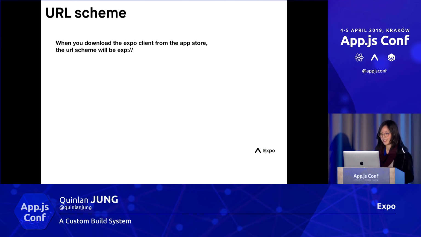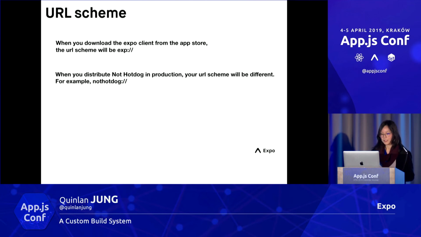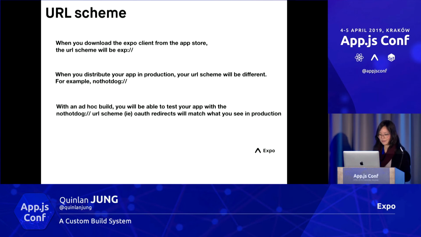All right. Another benefit is the URL scheme. So notice that when you originally downloaded the Expo client from the App Store, the URL scheme will be something like EXP. But when you distribute Not Hot Dog in production, your URL scheme will be different. For example, it'll be something like Not Hot Dog. And notice that for an ad hoc build, you'll be able to test your app with the Not Hot Dog URL scheme. So when you have something like OAuth redirects in your app, it'll redirect back to your app using the Not Hot Dog URL scheme, and it'll match closer to what you'll see in production.